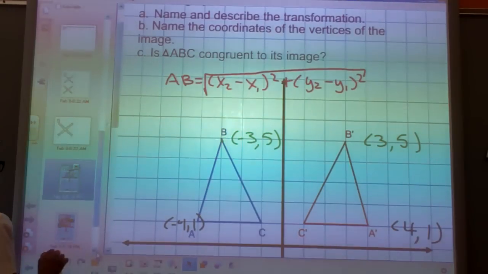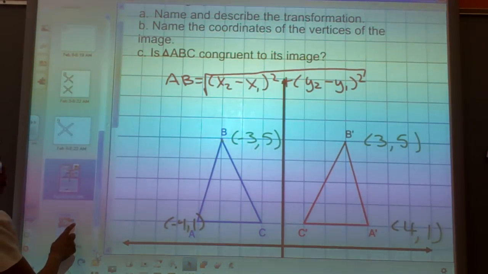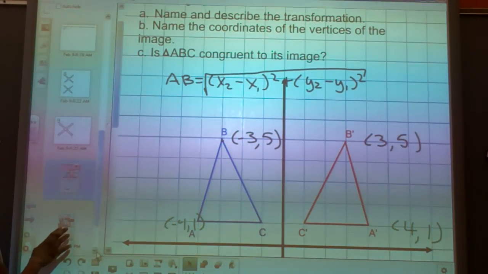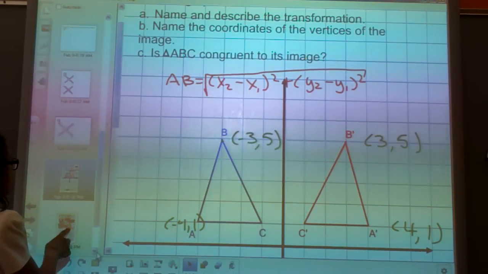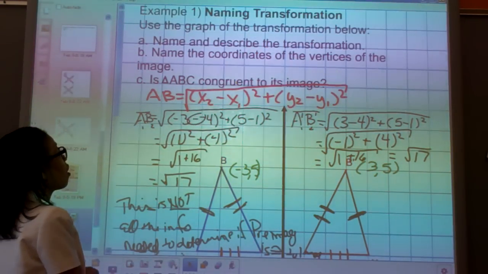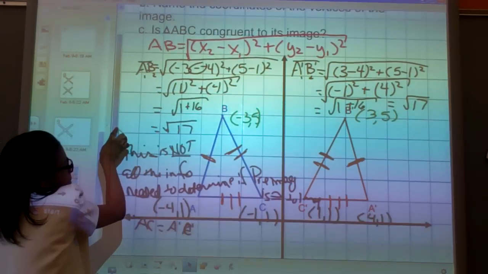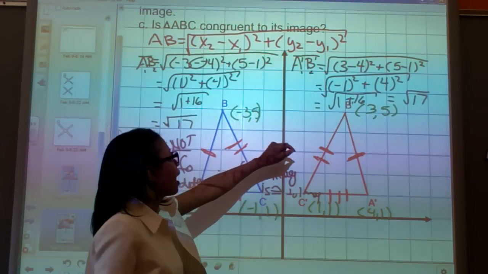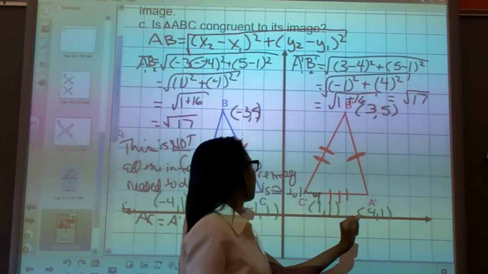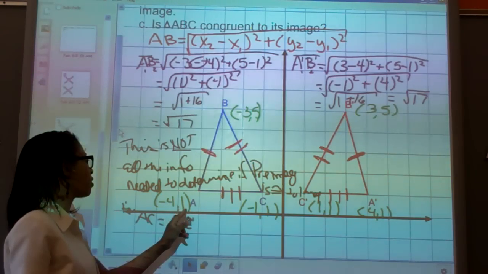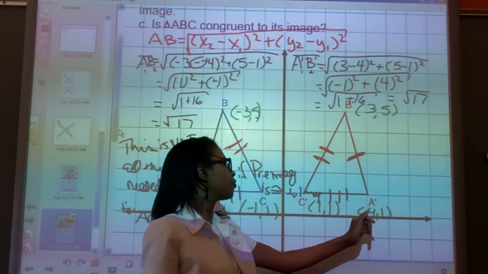Okay? And to do that, this page is getting ready to get jumbled up, but I'm quickly advancing the slide here. You'll see it. Okay, so this is me showing all the calculations. Yes, it got really busy. There's our negative 3, 5. B prime is at 3, 5. A is going to be at negative 4, 1. And then A prime is at 4, 1.